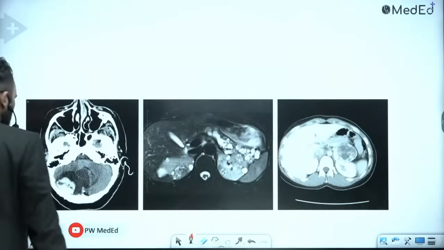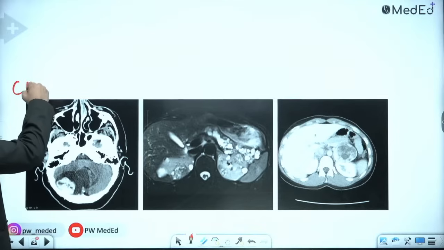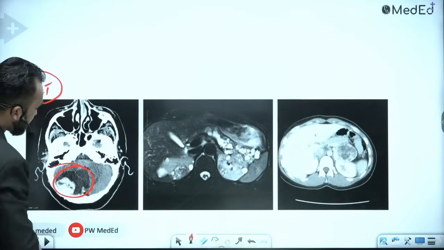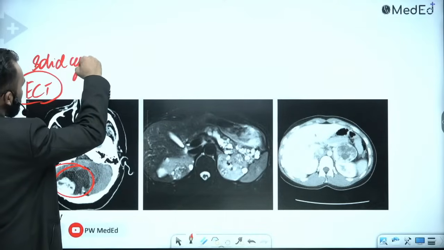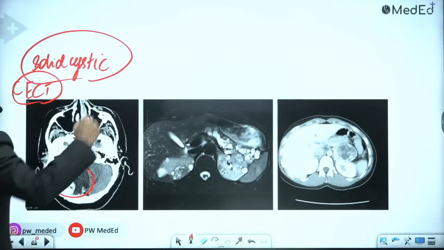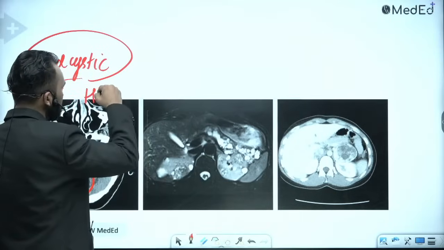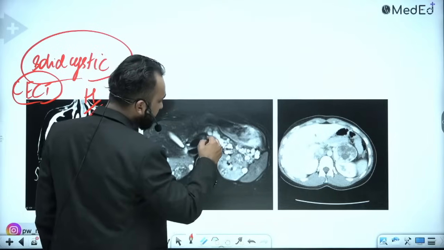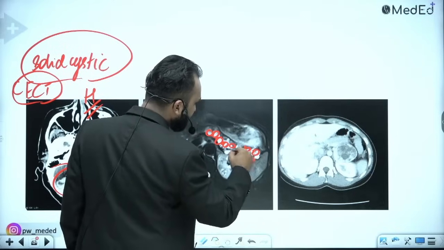Now guys, moving on to the next image. What are you able to see in these images? So this is a contrast enhanced CT image of the head, in which we can see a solid cystic lesion in the posterior fossa. So this is your hemangioblastoma.